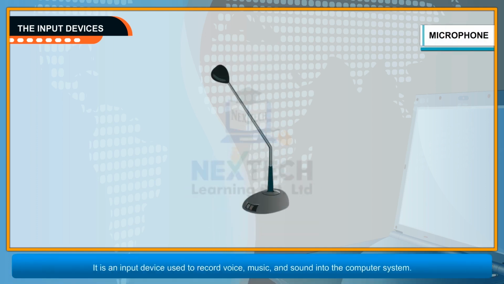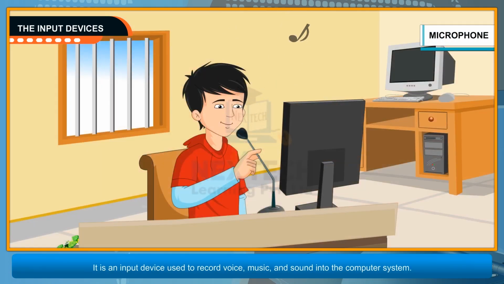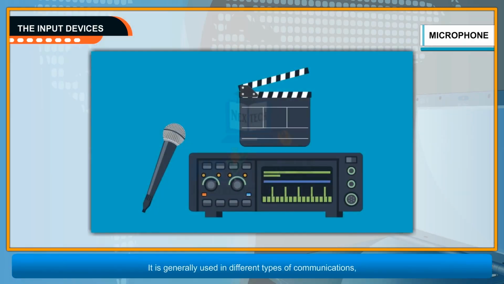Microphone. It is an input device used to record voice, music, and sound into the computer system. It captures the sound waves and converts them into digital form. It is generally used in different types of communications as well as music and speech recording.